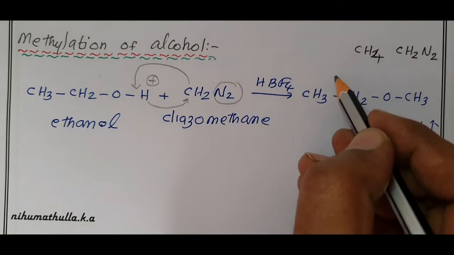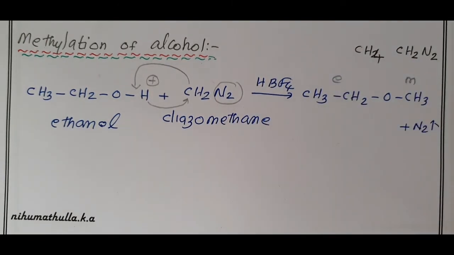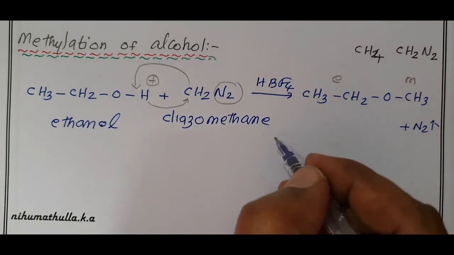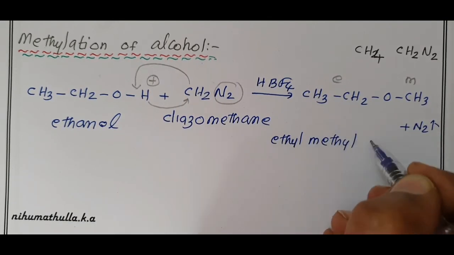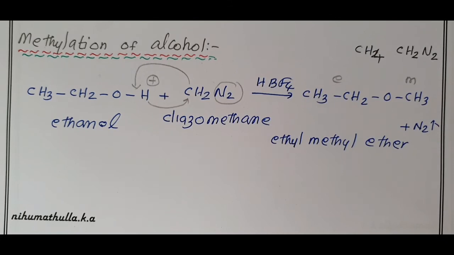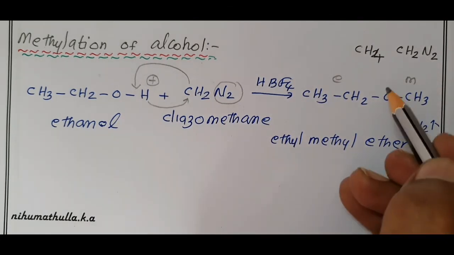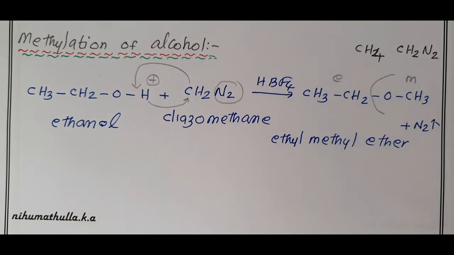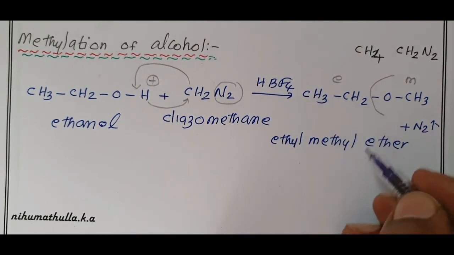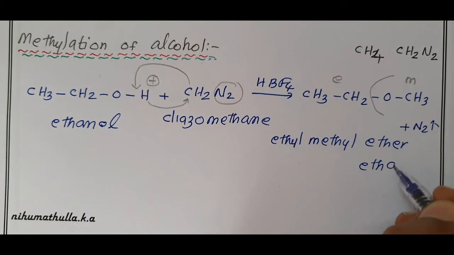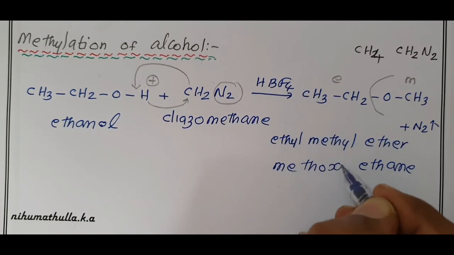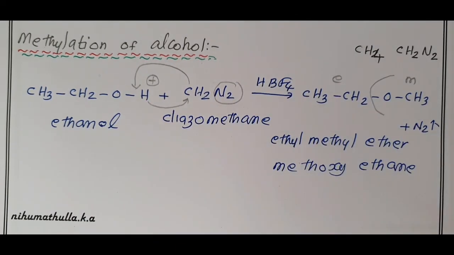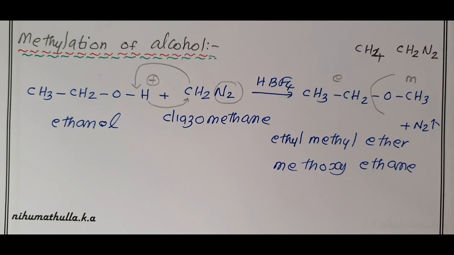What is the common name? On the left hand side we have one ethyl, there methyl. According to alphabetical order, E is first, so ethyl, then M, methyl, ether. Ethyl methyl ether. Or add the oxygen atom to the alkyl group containing the lesser number of carbon atoms. 2 carbon, eth, single bond, ethane. 1 carbon, meth, oxy, methoxy. Methoxyethane.